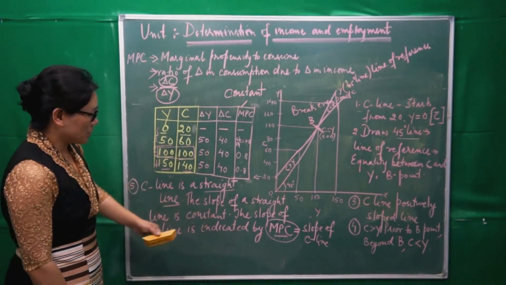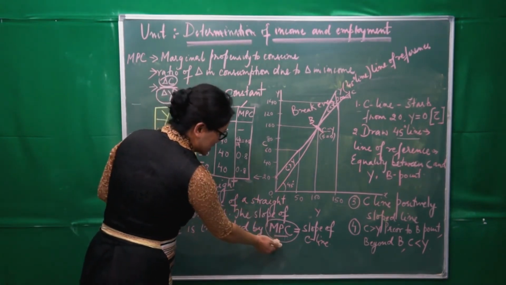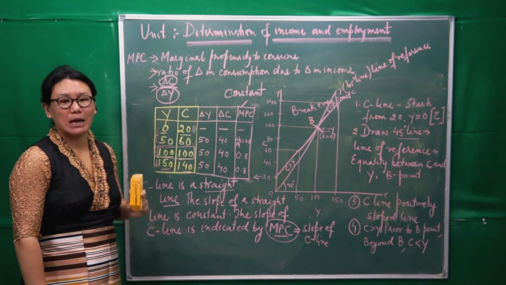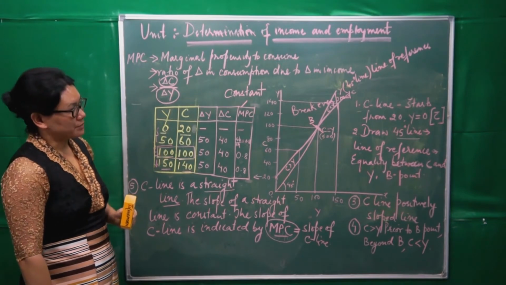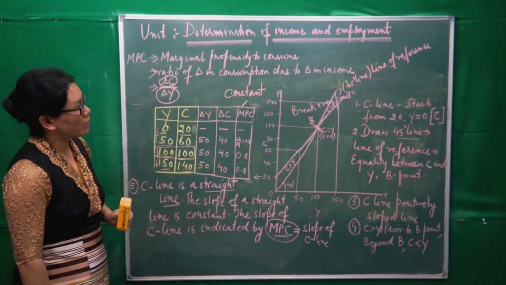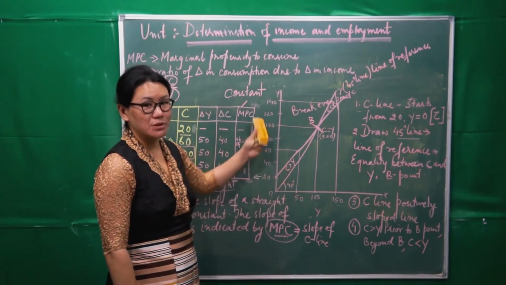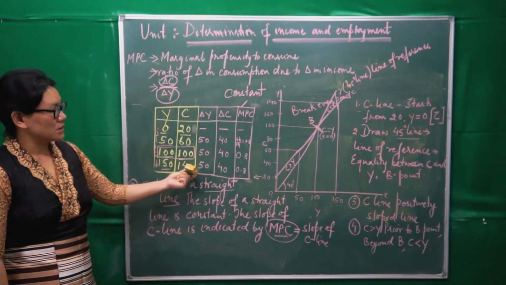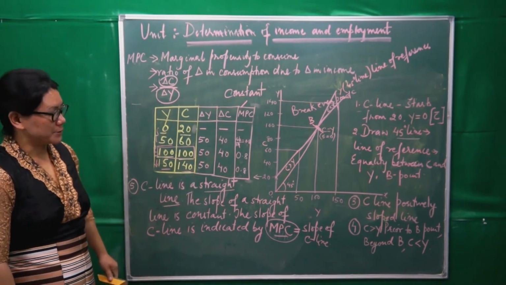Okay. So see here, with this point, we have seen the concept of MPC and how to go for the computation of this MPC. Alright. So this is how we need to go for the description of this diagram, the consumption function diagram, which I have drawn on the basis of this schedule. Clear to you? All right.